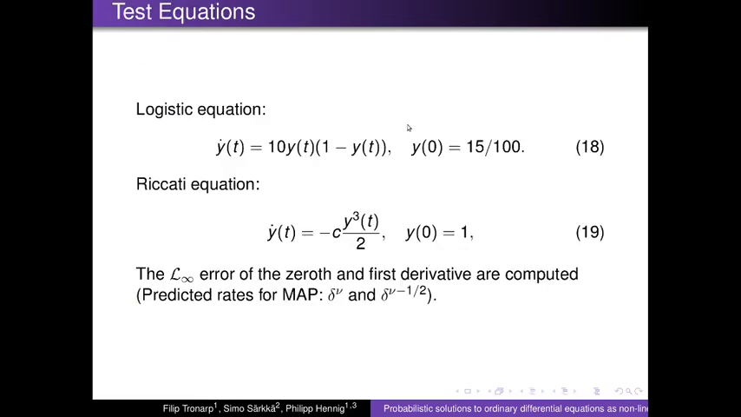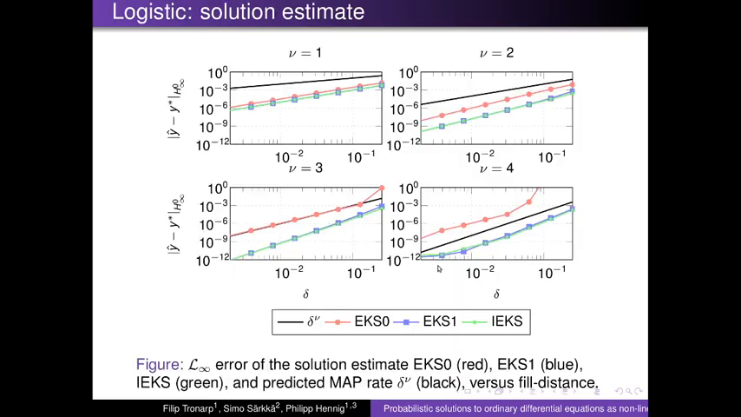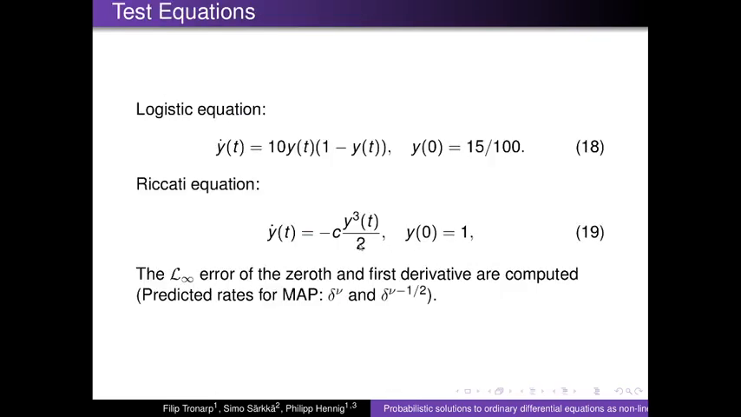And so I have two test equations here, the logistic equation with some parameters and initial conditions, and the Riccati equation with some parameters and initial conditions. I probably should have written what C was, but I didn't. And so we can compute the L infinity error for the zeroth and first derivatives, and compare with the predicted rates for the MAP estimate, which is delta to the power of nu and delta to the power of nu minus a half.